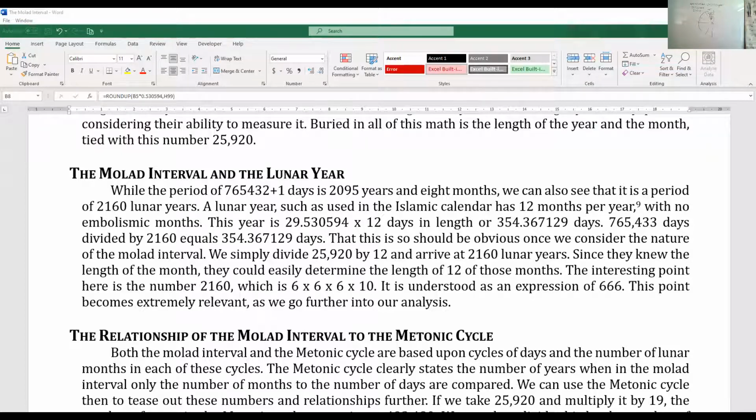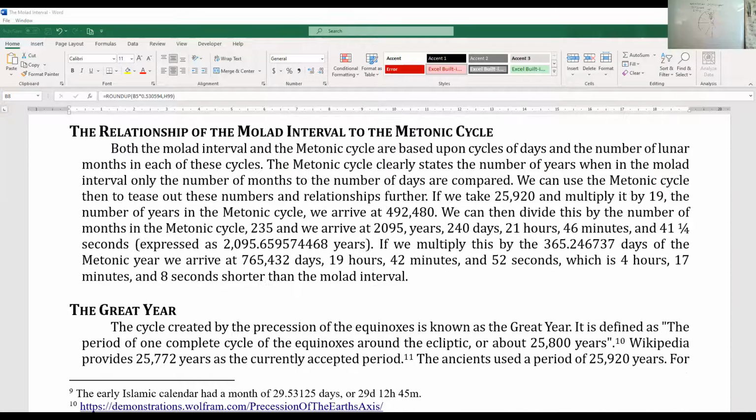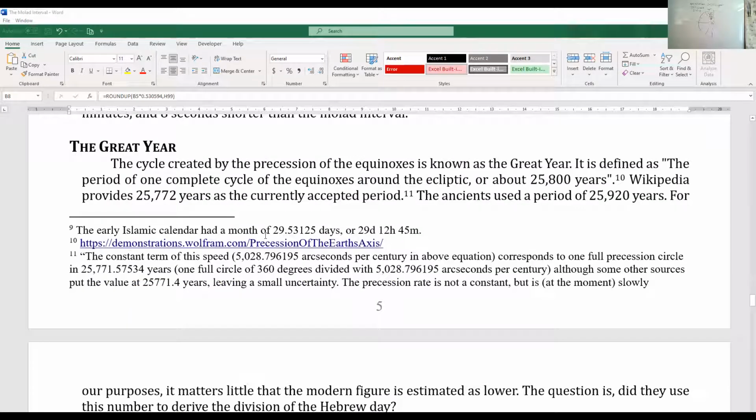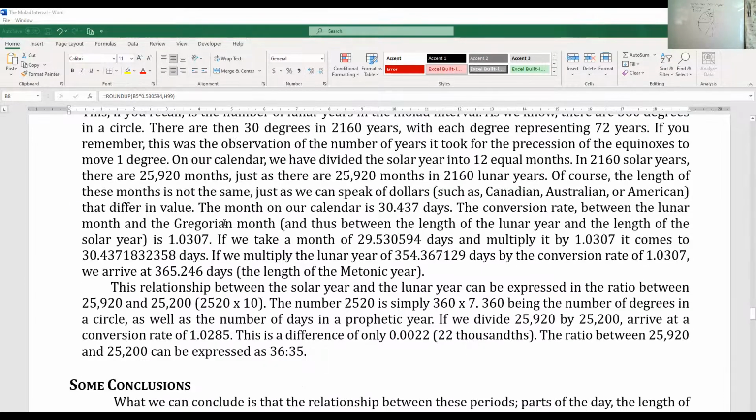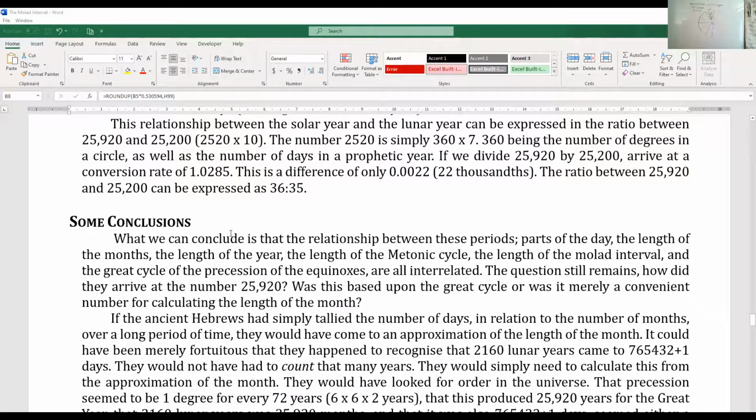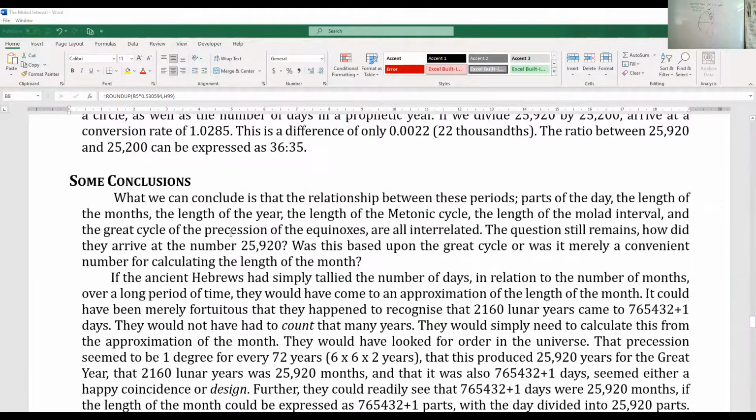Now, in my paper, I go into a little more detail regarding the Molad interval and the Metonic cycle, but I want to skip through some of this. I talk about the great year here. I sort of summed it up, and people can read through the paper. Anybody who's watching this video, it's on my academia.edu site. You could also write me, theodorejamesturner@gmail.com.